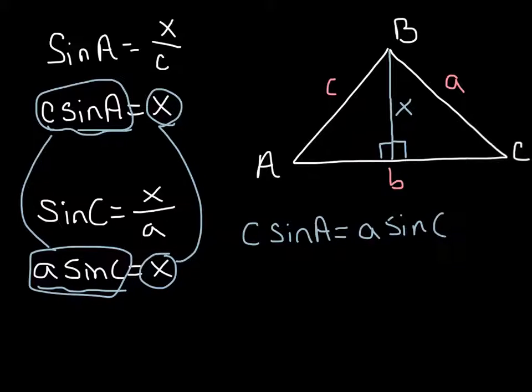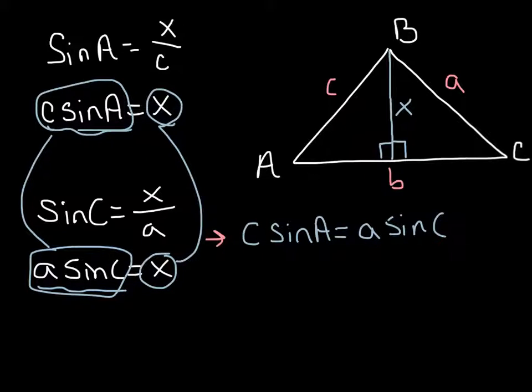If I wanted to clean this up a little bit, this is one version of the law of sines right here, but the way you're going to see it is where they divide both sides. So I'm going to divide both sides by c so that I can get rid of this c here, and then I'm going to divide both sides by a.